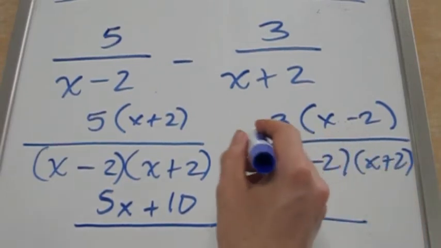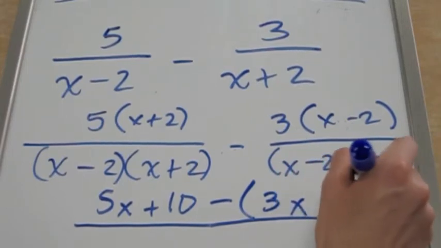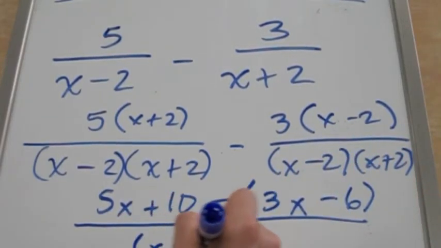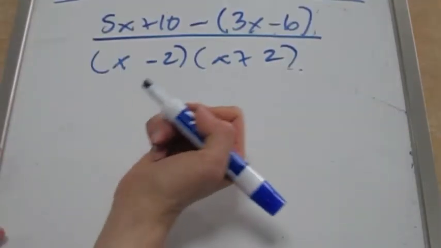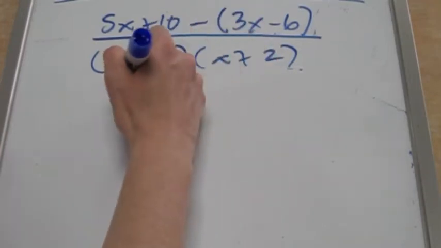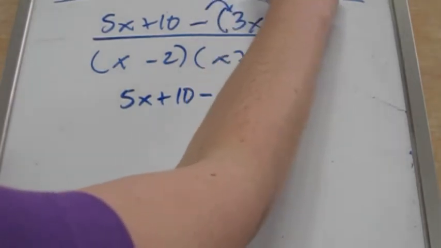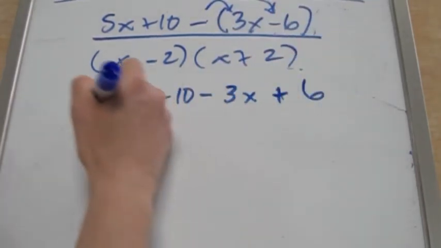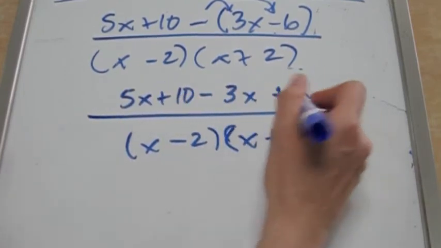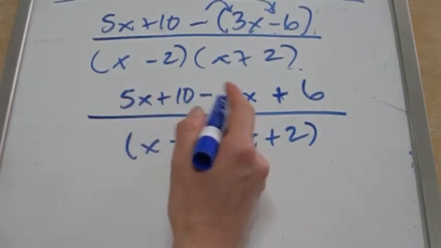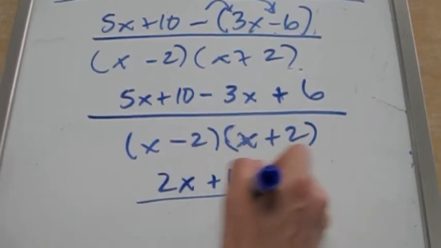Now you should be able to tell the distributive property was used. Again, I've simplified this already, so I distributed that 3 and then left the minus sign on the outside. So it's 3x minus 6 because I distributed 3 times x and 3 times negative 2. Now we're going to take a look at what happens when we distribute that negative. And I know someone out there is thinking, what if we just multiplied by negative 3? You could have done that and that would have been fine. Just make sure you change the sign. See, there's a negative 3x and a positive 6. Now I'll combine like terms. 5x minus 3x gives me 2x. 10 plus 6 gives me 16.